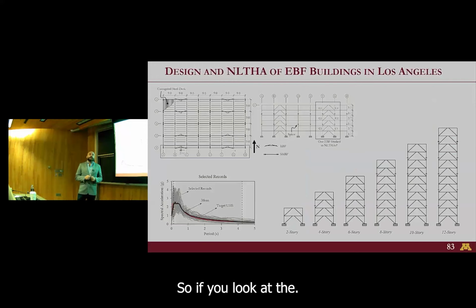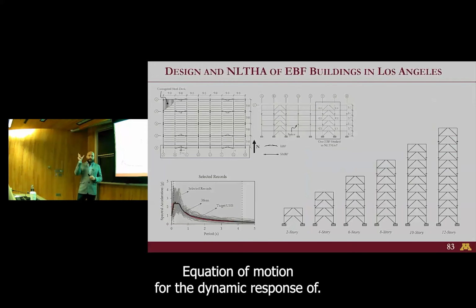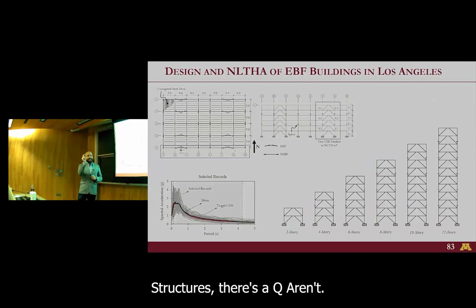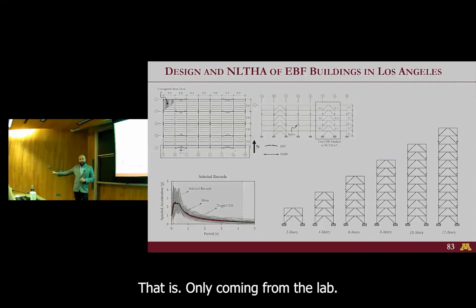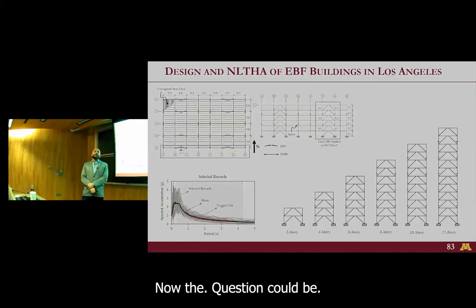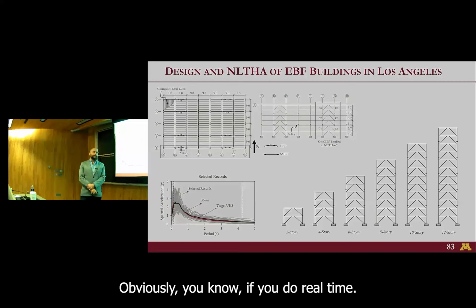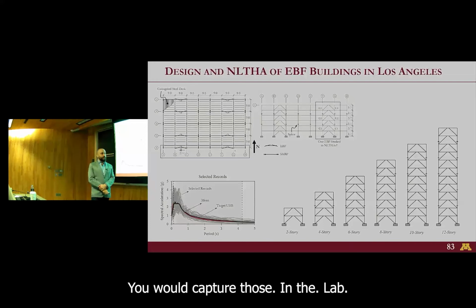If you look at the equation of motion for the dynamic response of structures, there's a KU part, the internal forces or the spring forces. That is only coming from the lab. The damping forces or the inertia forces, all of that is in the numerical model, and that's accounted for in hybrid simulation. Now, the question could be, is it 100% accurate? Obviously, if you do real-time hybrid simulation, you would capture those in the lab. So it has that advantage.